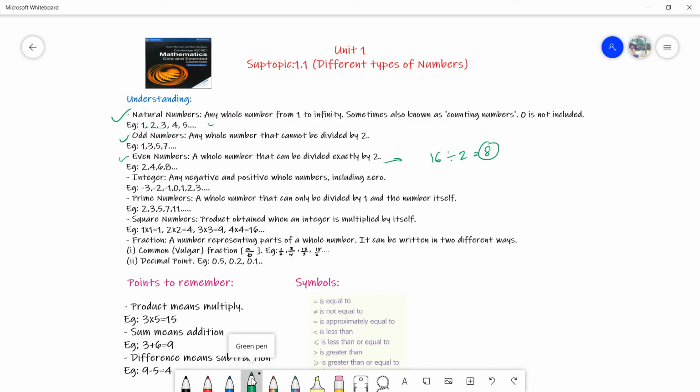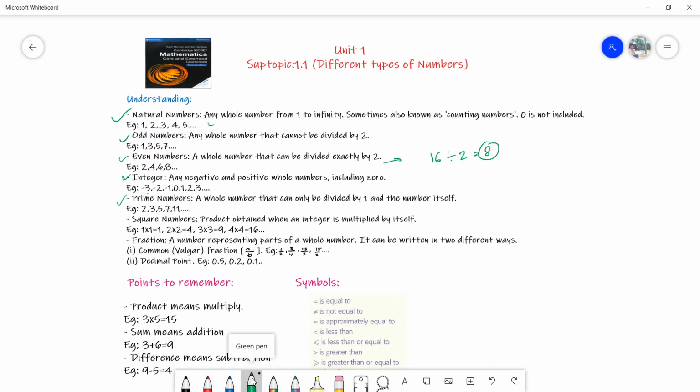The next is integers. What is an integer? Any negative or positive whole number, including 0, is called an integer. That means on the number scale, the numbers you get are -3, -2, -1, 0, 1, 2, 3. These are called integers.